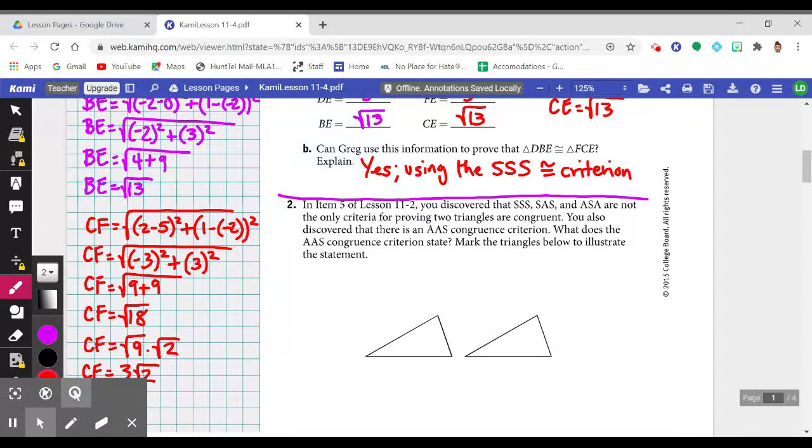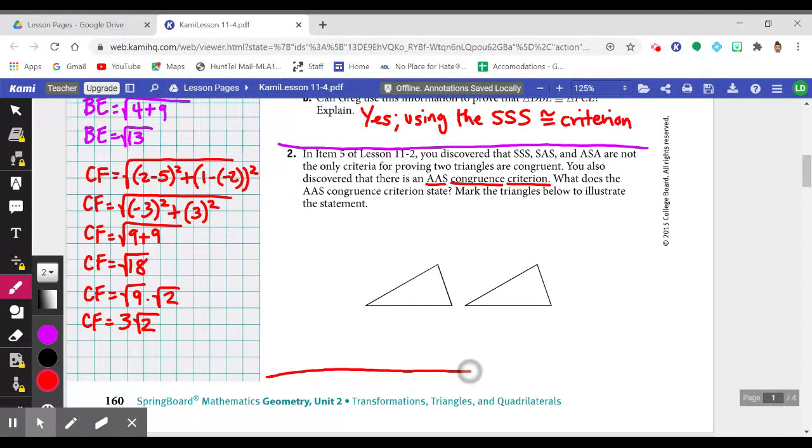As stated previously, number 2, in item 5 of lesson 11-2, we discovered that side, angle, side, and angle, side, angle are not the only criteria for proving 2 triangles congruent. You also discovered that there is an angle, side congruence criterion, and they ask us, what does this congruence criterion state? And then mark the triangles below to illustrate the statement.